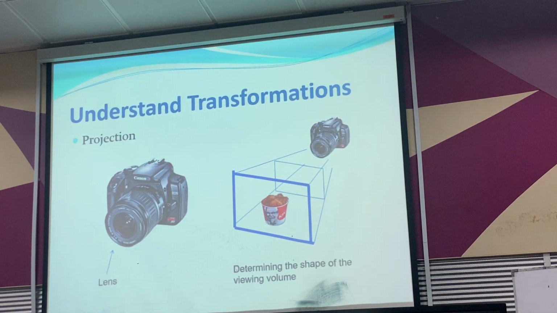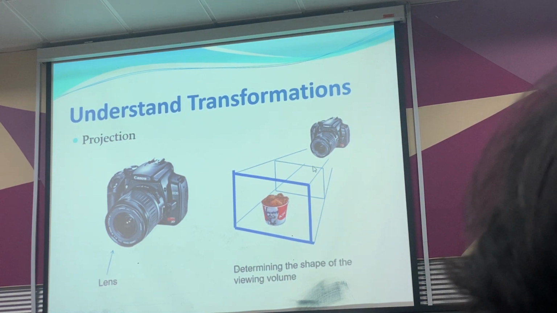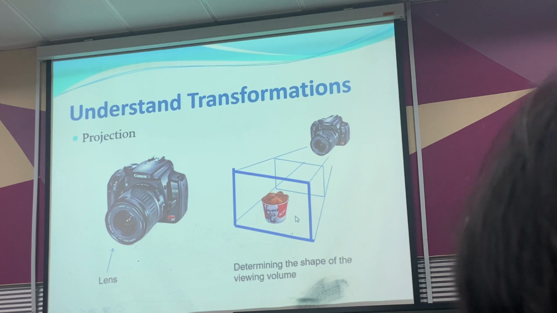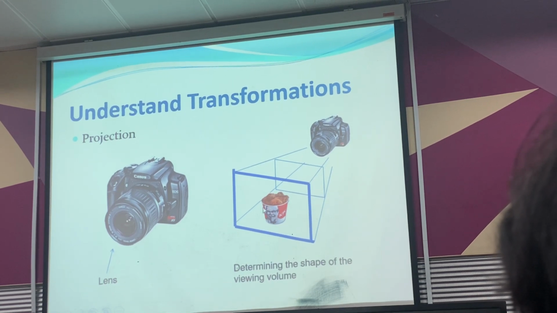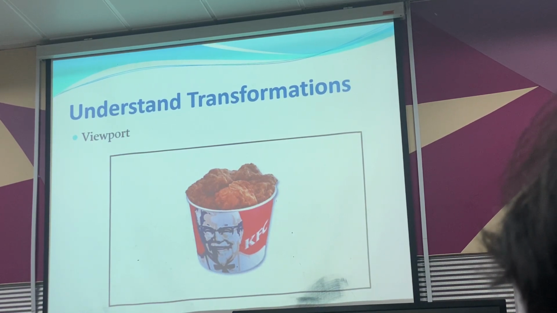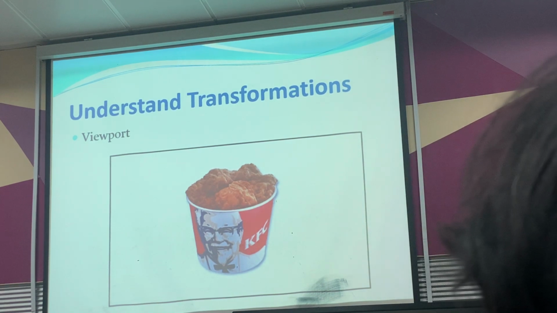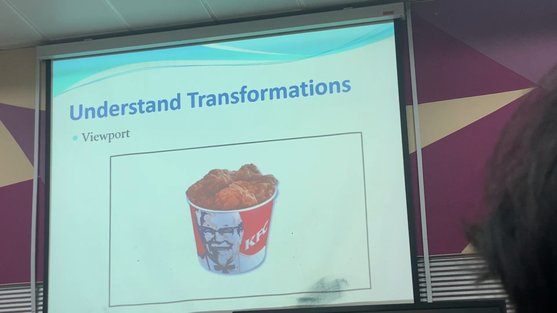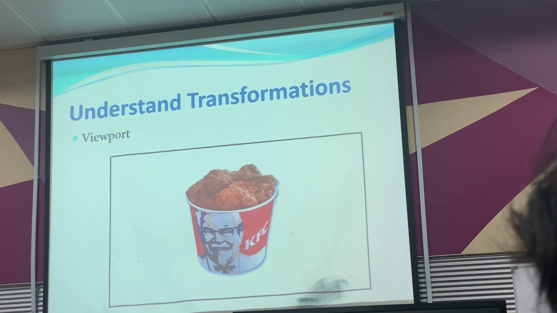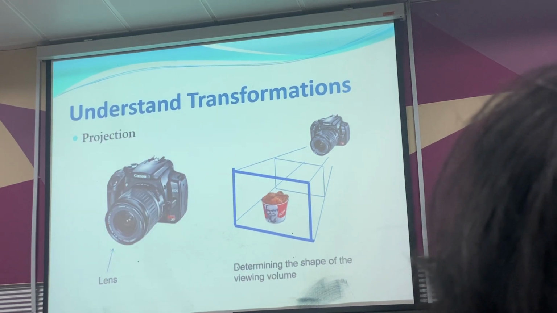Then projection. Projection means you adjust the lens here to determine this shape, whether you want to use perspective or orthographic. It determines the shape of the viewing volume. That is projection. Last one is your viewport, your window, your screen. At the end, you see the KFC basket like this. Your model appears on the screen, projected to become 2D on the 2D screen. Your screen is 2D, it's flat. This is the viewport. So four steps, remember this. It's very easy: viewing, modeling, projection, and then viewport.